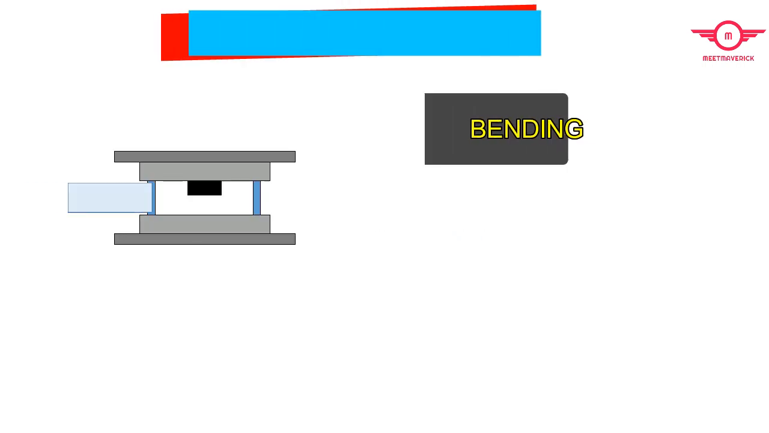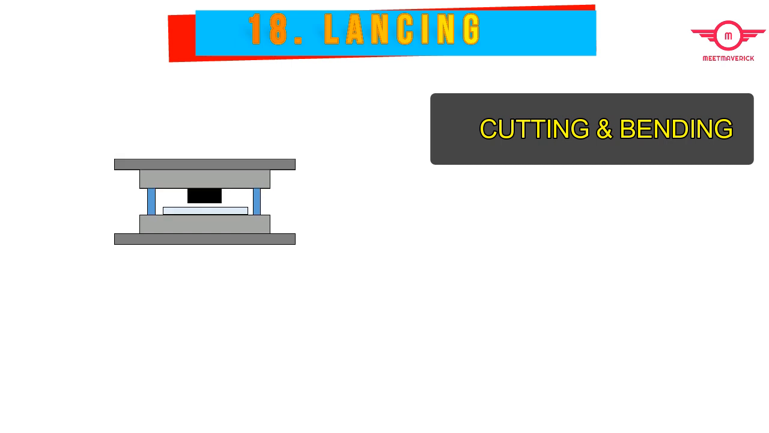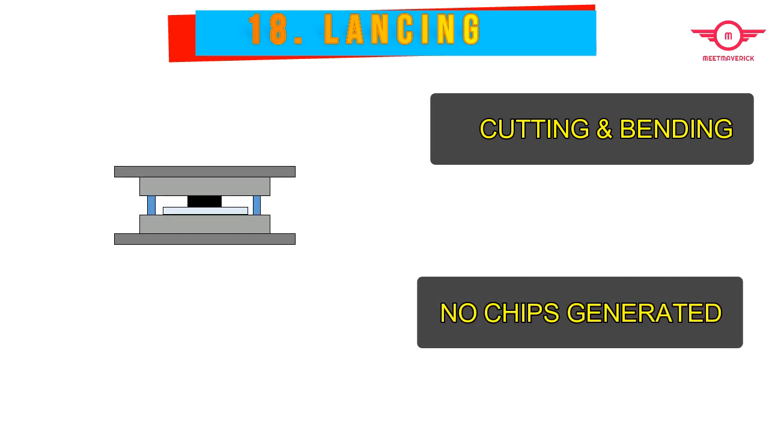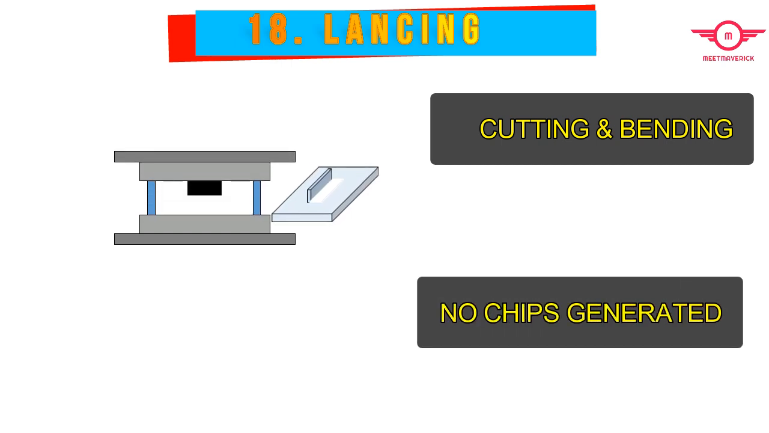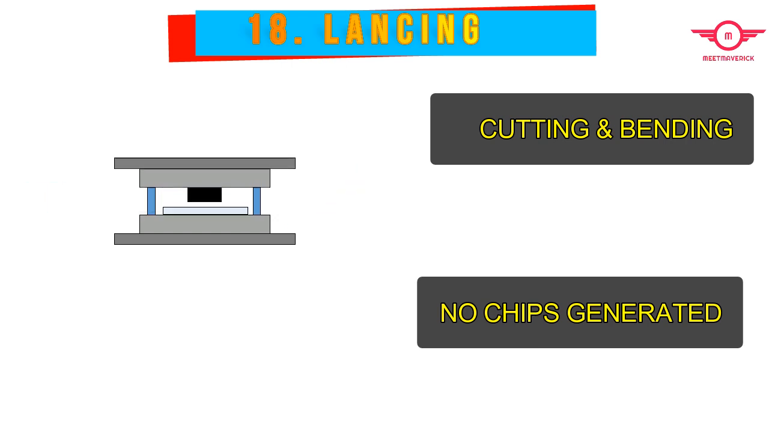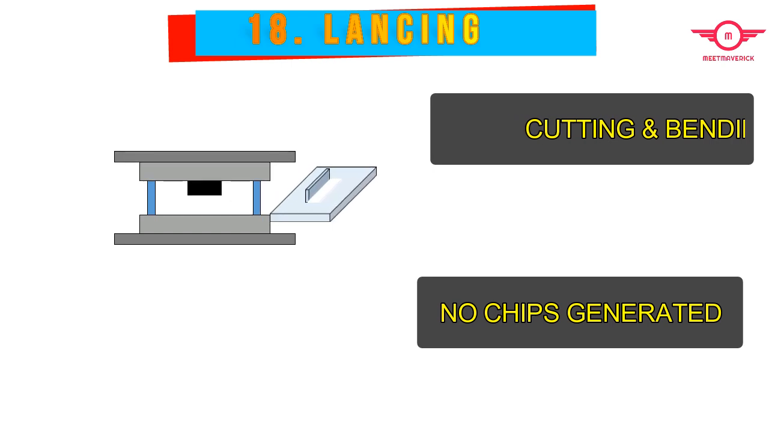Lancing. As the name indicates, to lance is to prick or cut open with a lancet or other sharp instrument, creating a partial cut and then bent by the lancing tool. In this process, no chips are produced.